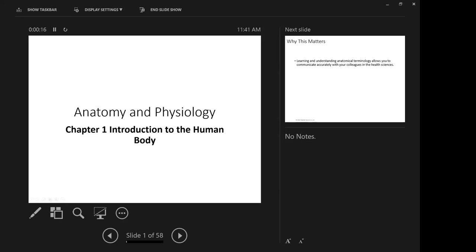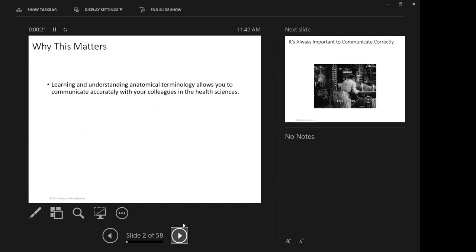Okay. So chapter 1, introduction to the human body. The reason that we are talking about the human body, this introduction part, is because the first thing we have to learn is terminology. We have to learn how to speak about the body. Yes, we're going to say an arm or a leg or a hand or a foot, but we can't use terms like up there or down there, or left and right anymore. Well, we can, but not very often, because it's all about perspective.